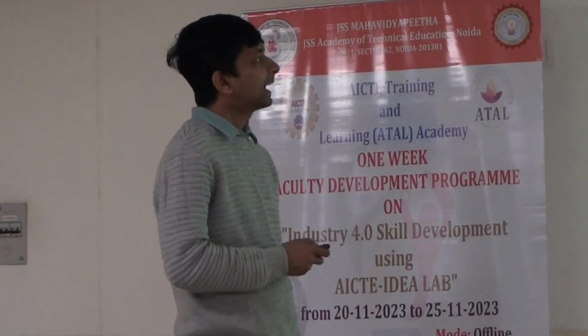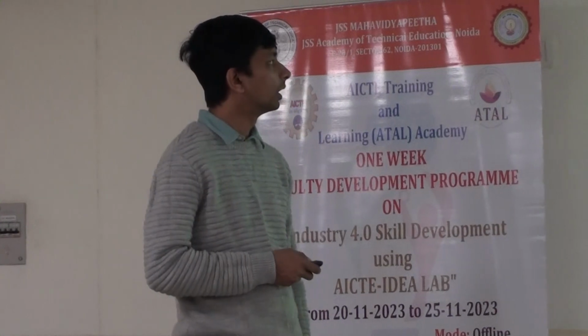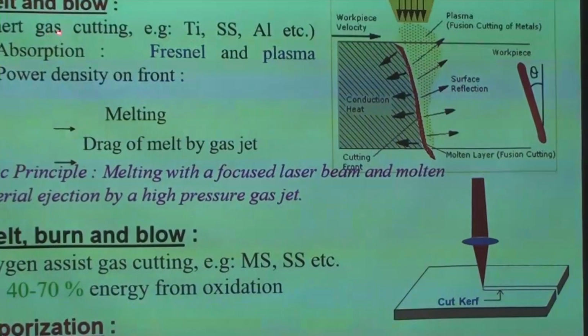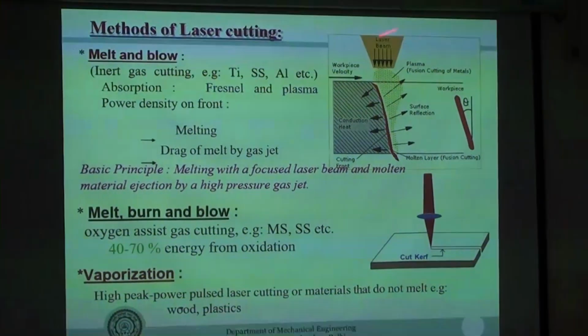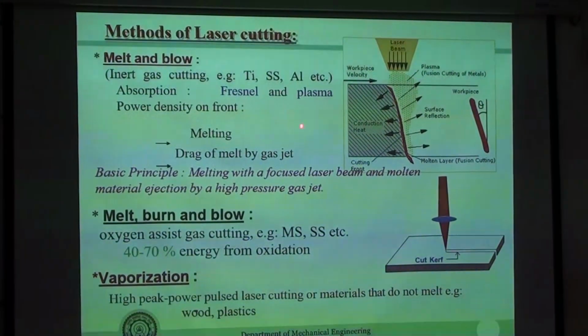So there can be different methods of laser cutting. For most metallic applications or metal cutting, we use the principle of melt and blow. That means it will create a molten pool once it interacts with the material, and then you use the gas jet to blow away the molten material. So that is the predominantly used mechanism for cutting most of the metallic specimens.